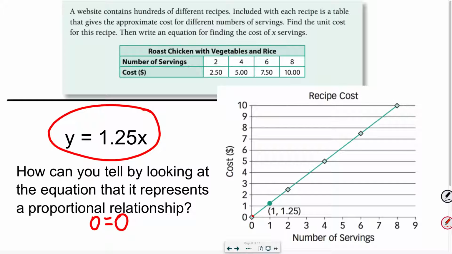So the two ways that, when you look at a graph, you can tell if it's proportional is knowing that it's a straight line and seeing that it goes to the origin. So those are the two important things that you have to remember about proportionality on the graph.